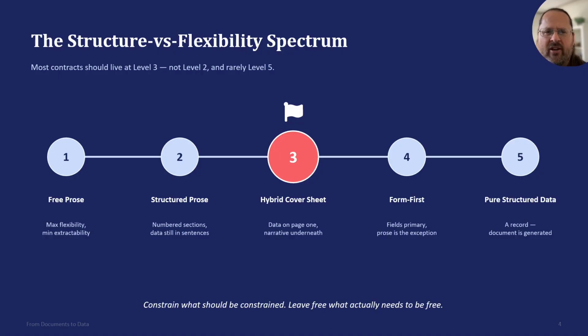Now here's the teaching point I want you to walk away with, because it's the thesis of this entire episode. You do not need every document in your business to hit position 5. Most legal and business documents should live at position 3 or position 4. The goal was never to eliminate prose. Prose is genuinely, legitimately good at nuance, at intent, at legal protection. The goal is to stop making prose carry data that it has always been bad at carrying. Constrain what should be constrained. Leave free what actually needs to be free.